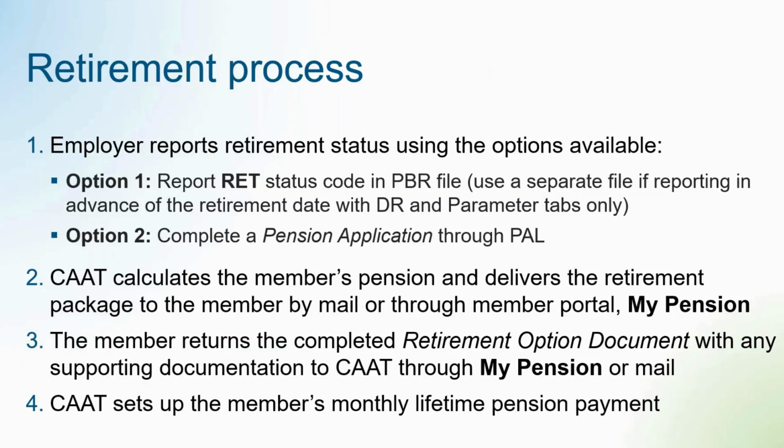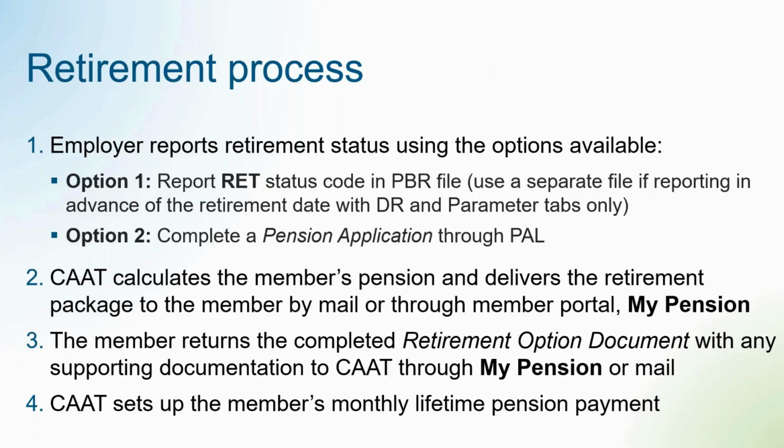When we get to step 2, CAT calculates the member's pension and sends a retirement option package to the member within 30 days of receiving the retirement request. For members who are registered for the member portal and have chosen electronic delivery, the retirement package will be available in My Pension as part of our Retire Online feature, and the member will receive a notification. Otherwise, the package is sent by mail.